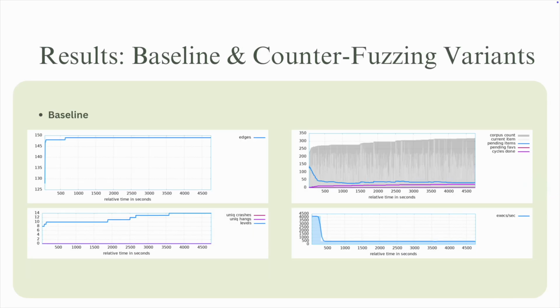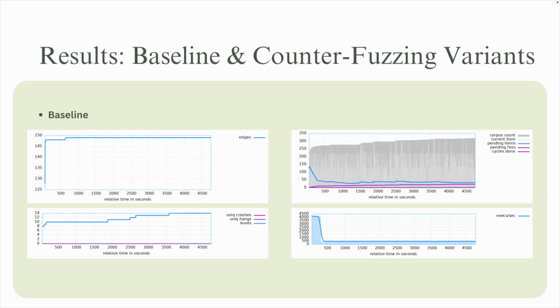Now, let's take a closer look at the internal behavior of the baseline case. So the graphs here are from the AFL++ fuzzer stats.html file, the visualization, and they help us see what happened behind the coverage and speed metrics. The top left panel shows the number of unique edges discovered. It rises quickly and then flattens near 150, indicating efficient early exploration.